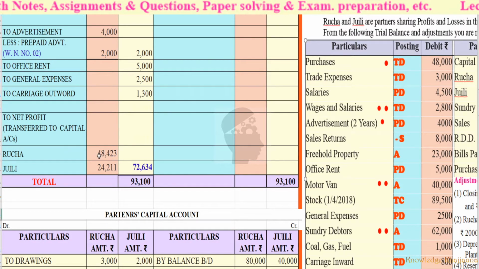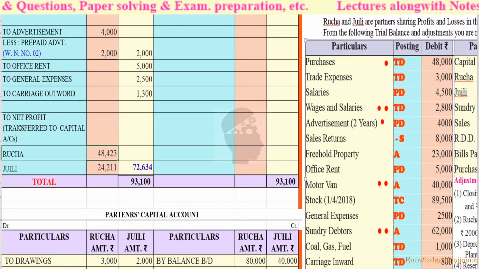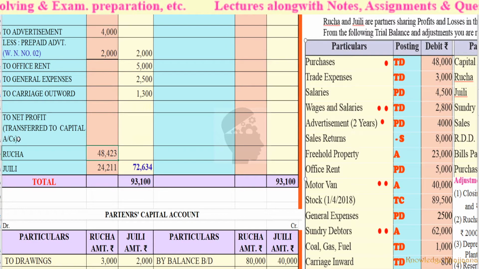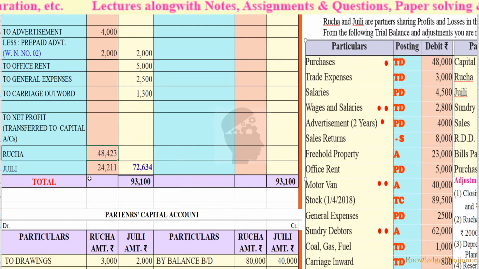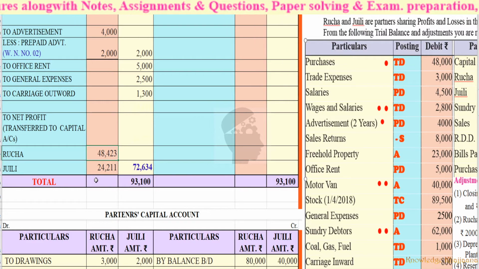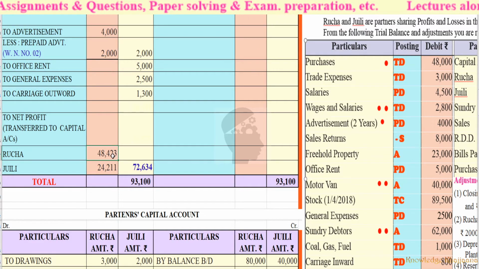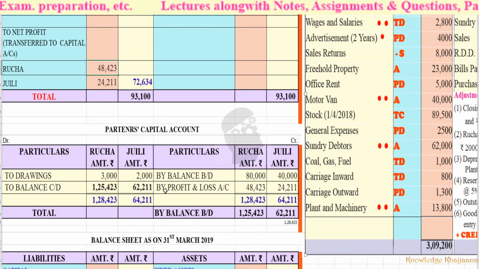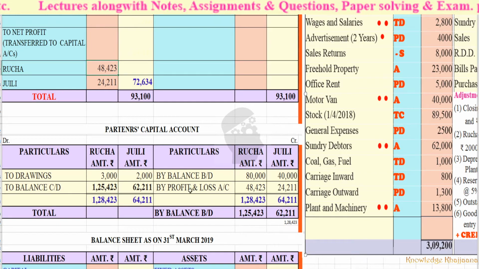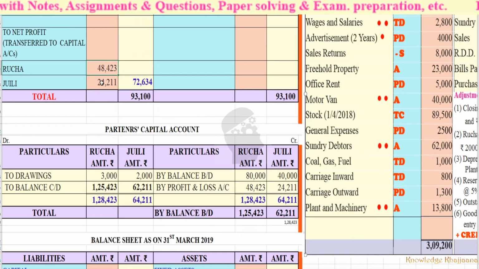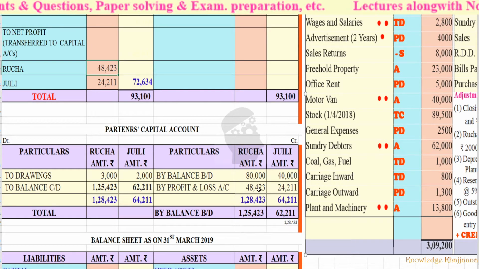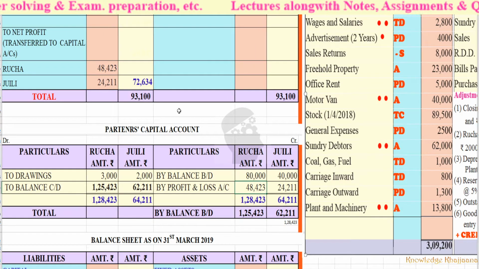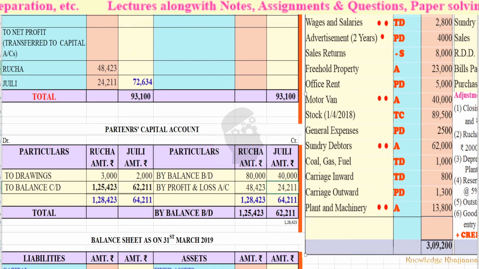Out of the profit 74,634. Okay. Now this profit should be transferred to the capital accounts of the partners. Because we are maintaining a separate partners' capital account over here. So we transferred the net profit. Okay, so in the partners' capital account, carried from profit and loss account, 48,423 rupees to Rucha and 24,211 rupees to Julie.